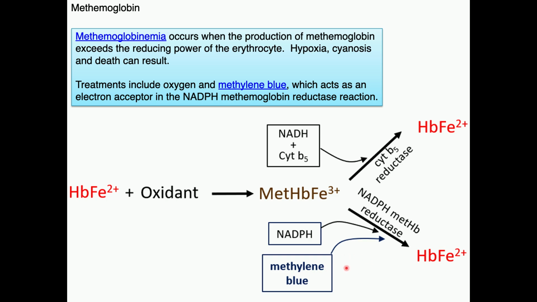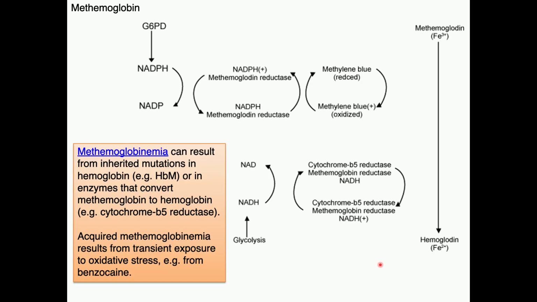So this methylene blue is acting as another electron transfer, another route to get the electrons to the iron. Now, methylene blue is a treatment for methemoglobinemia. However, in people with glucose 6-phosphate dehydrogenase deficiency, it would not be indicated, because people with glucose 6-phosphate dehydrogenase deficiency have a diminished capacity to make NADPH, right? So methylene blue is useful for methemoglobinemia, but not in cases of diminished NADPH production.